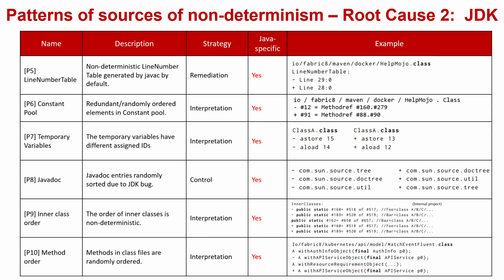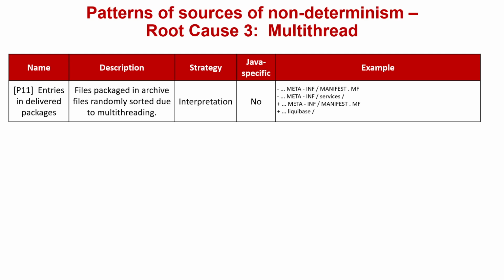The second root cause is JDK. There are 6 patterns of them. All of them are Java specific. For example, P5, the line number table of the class files, is not generated deterministically by javac. The third root cause is multi-thread. P11 is about the entries that are randomly sorted. This is not Java specific, as we have observed similar issues in C and C++ projects.